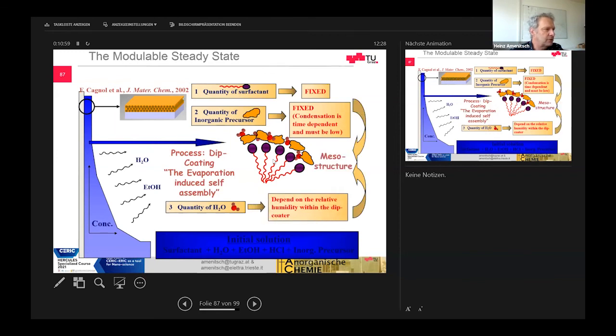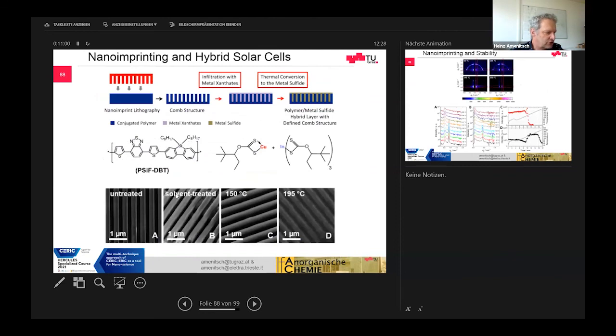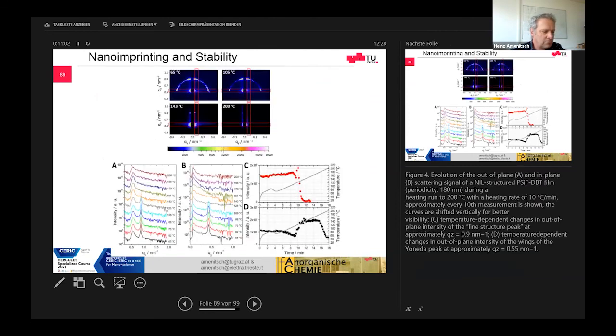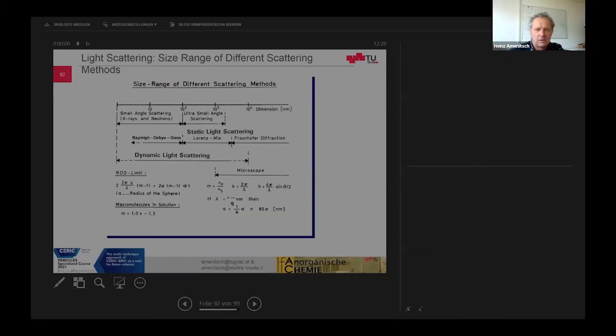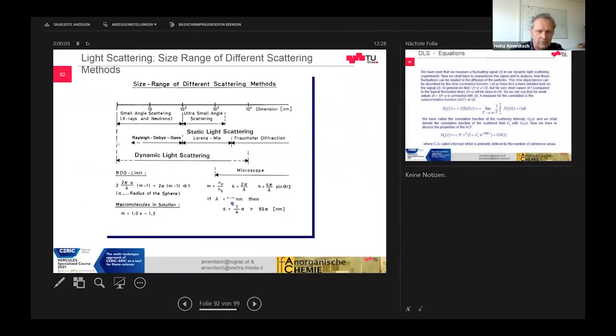Okay, so I want to jump over this one. I want to conclude. Well, actually, I wanted to show you something about light scattering. Just want to show you these two slides here. So this is important here.